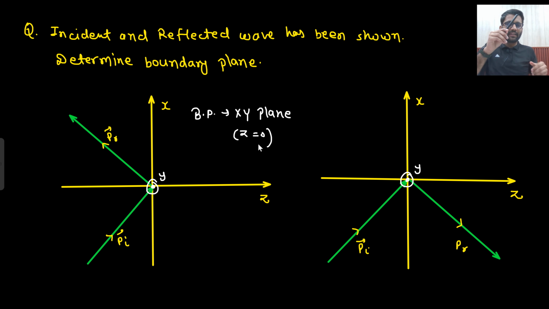Now here the wave is coming like this and reflected like this. So that means this has to be the boundary plane. It came like this and then it got reflected. So what is my boundary plane? YZ plane.